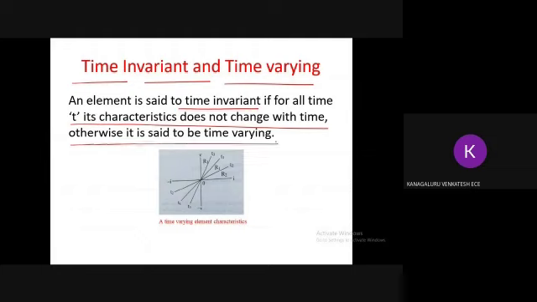From the name itself, we can understand time invariant. With time, it will not change. The characteristics of the component or an element will not change. Those elements can be called time invariant. For example, if with respect to time its characteristic is changing, in that sense we call it a time varying element. From the name itself, we can understand that.